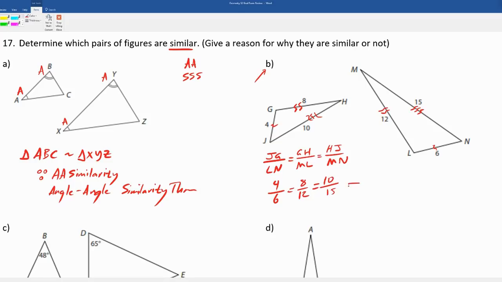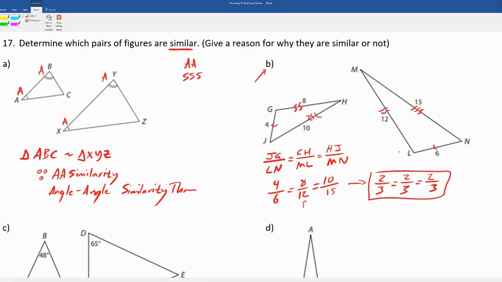We can reduce all our fractions. I'll reduce the 4 over 6 into, let's see, factors of 2, so 2/3. Factors of 4 for the 8 and 12, right? So how many 4s are there in 8? 2. How many 4s are there in 12? 3. It looks like factors of 5, right? For 10 over 15. How many 5s are in 10? 2. How many 5s are in 15? 3. And it looks like all our sides are having the same proportionality to one another.